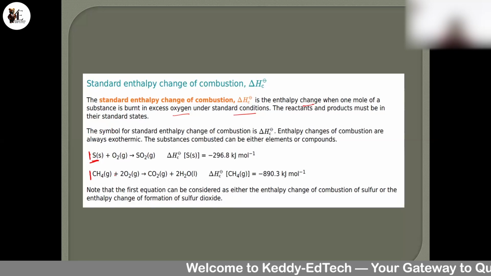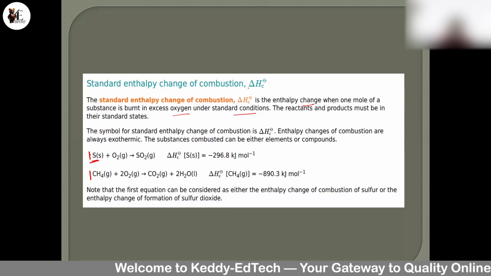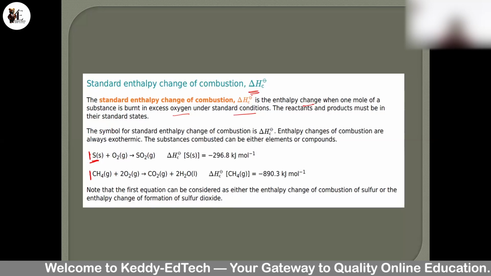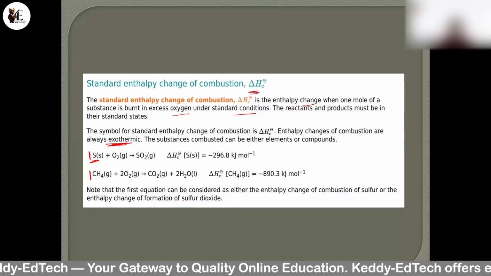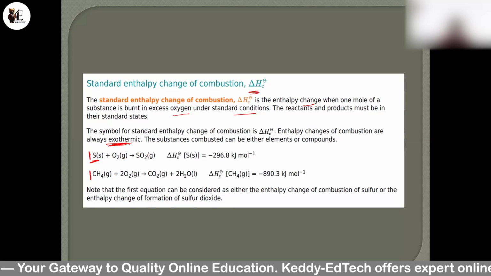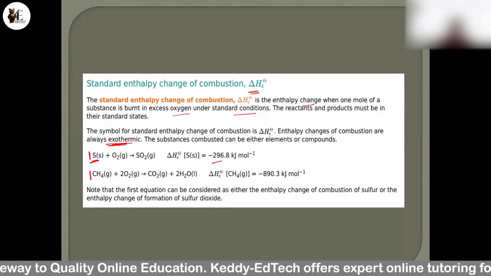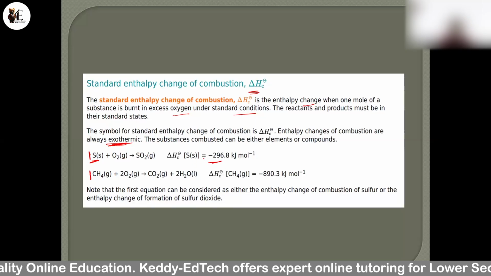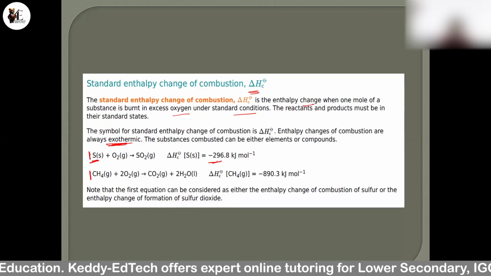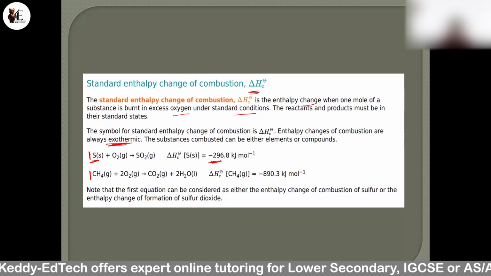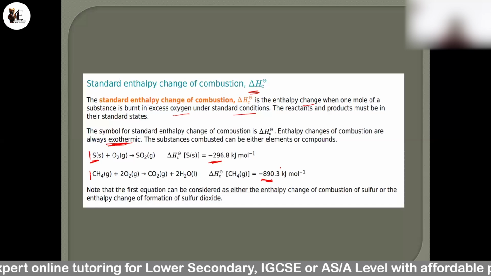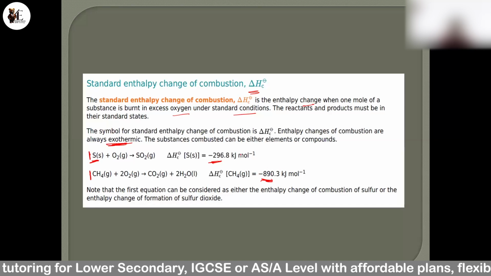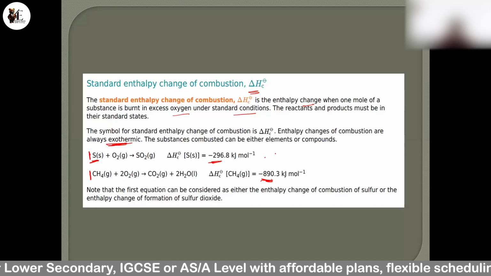They should be in their standard states. It is represented as delta Hc naught. They are always exothermic because in combustion, energy is always released. Delta H is always negative. You can see here the enthalpy change of combustion for sulfur is minus 296.8 and for methane is minus 893 kilojoules per mole. So this is your equation number 1.